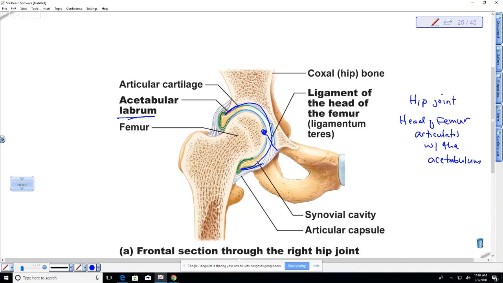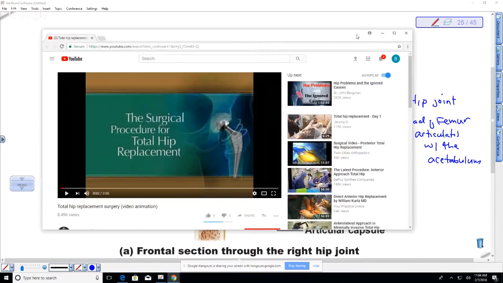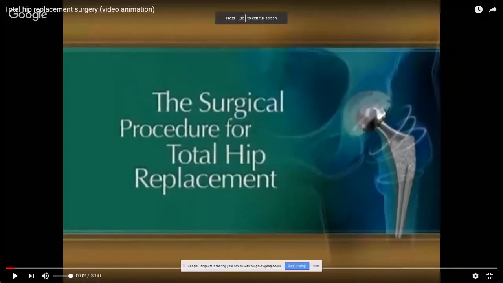Okay. So I'm going to show you an animation now of a hip replacement. And you can actually go online and they have like hour-long surgeries if you want to actually see the real thing, right? So they have all sorts of animations of surgeries online. And we're just going to watch what they do for the hip replacement.